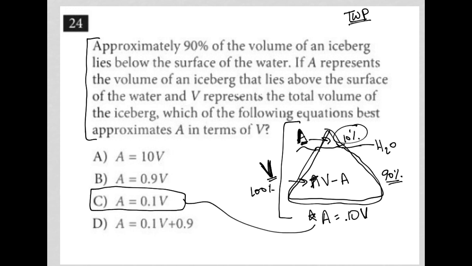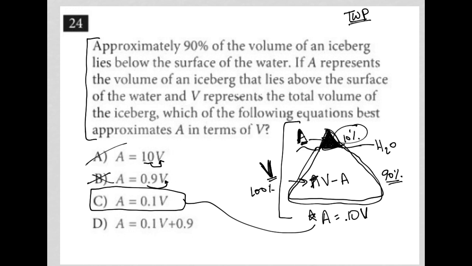None of these other ones would really make sense. Is it true that A, this top region here, represents 10 times the total volume? Absolutely not. It's the smaller part, right? It's only 10% of the total volume, not 10 times the total volume. Is it true that A, this top region, I'll just shade it in, is it true that the shaded region up top, that we know is just 10% of the total volume, is equal to 90% of the total volume? No, it's the exact opposite of that, so B is gone.